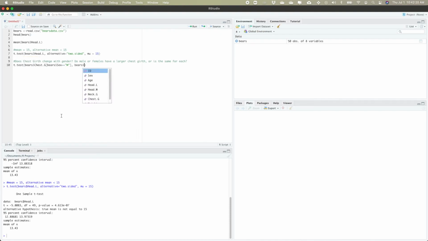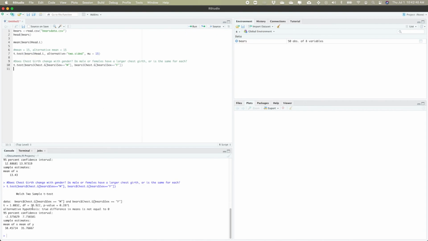I want to compare this to the bears that have their chest girth, but this time I'm breaking it down to the females. So essentially this is saying that I'm comparing chest girth between males and females.